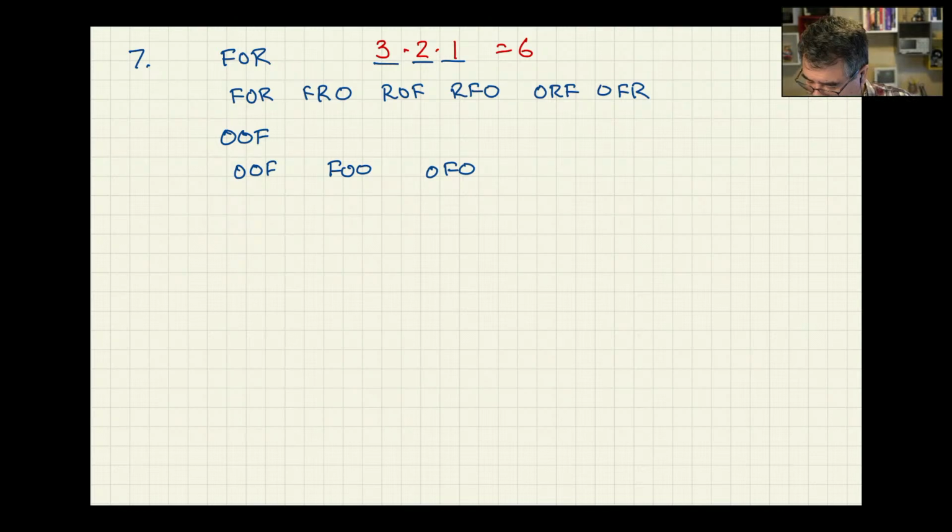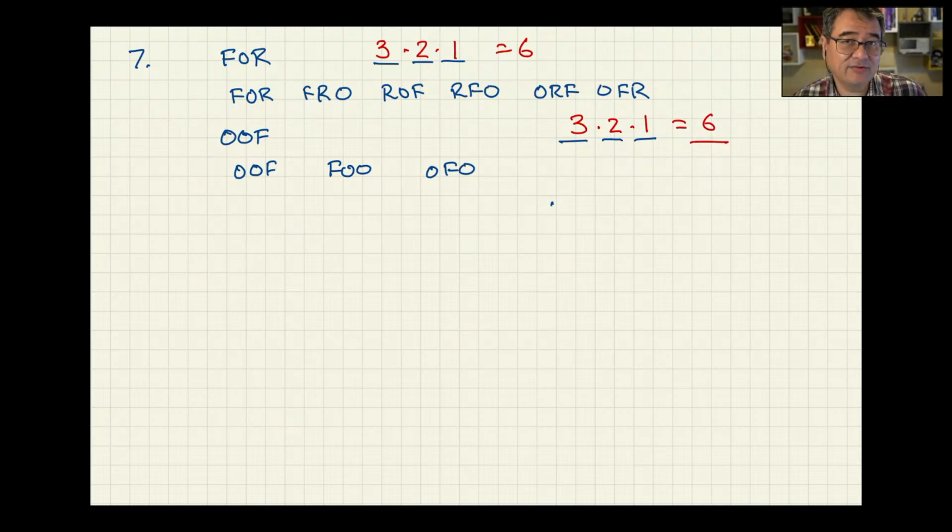So in this case, there are still 3 positions to fill. There are 3 letters we could put in the first, 2 in the second, 1 in the third, which gives us 6. But then we have to divide out the number of duplicates. In this case, we divide by 2 factorial, which is the number of ways to rearrange those O's. And then we get 3.